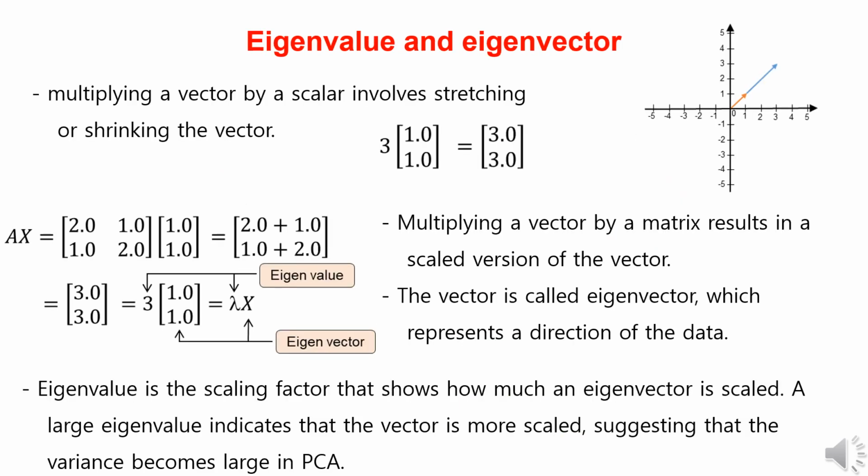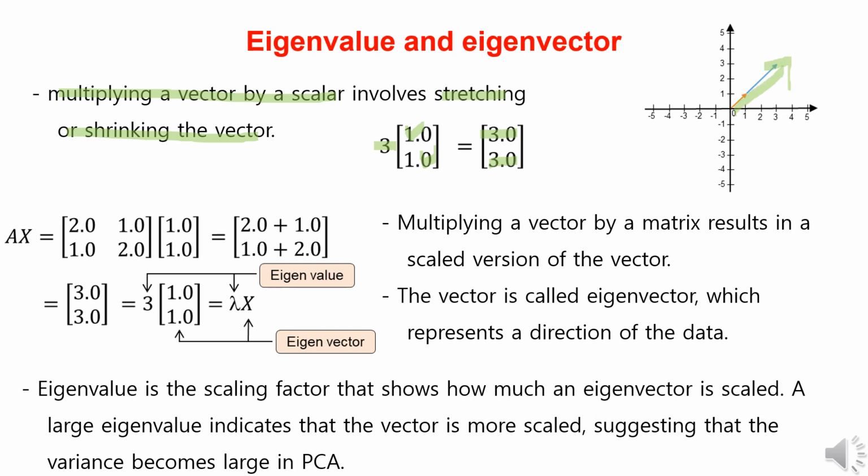A vector has both magnitude and direction, and when we multiply a vector by a scalar, its direction remains unchanged, while only the magnitude or scale changes. For example, if we multiply a vector with components 1 and 1 by 3, we get a new vector with components 3 and 3, maintaining the same direction but with a different magnitude.